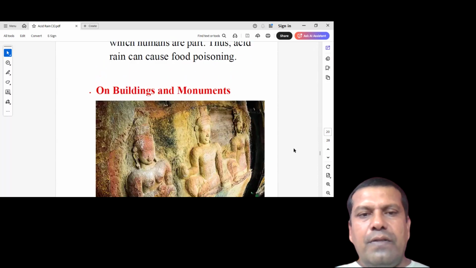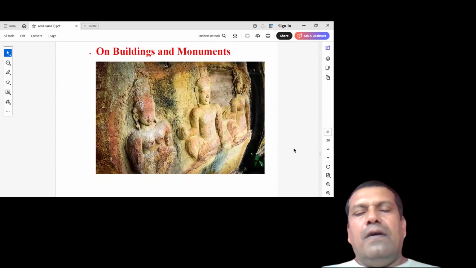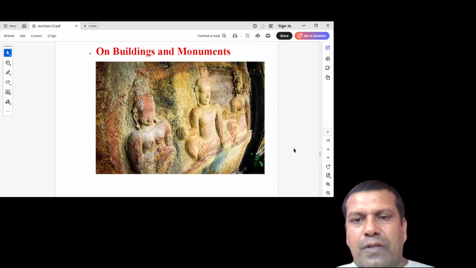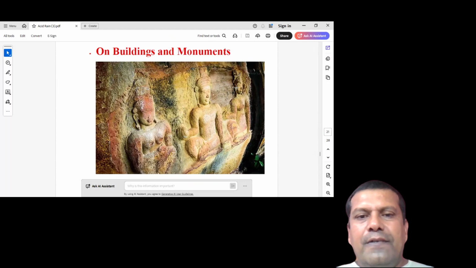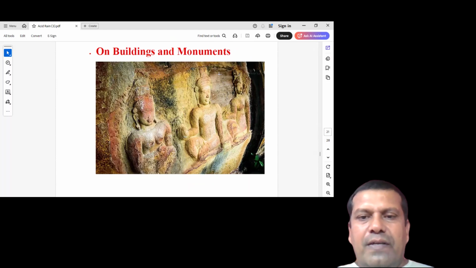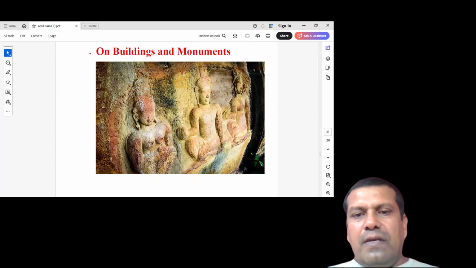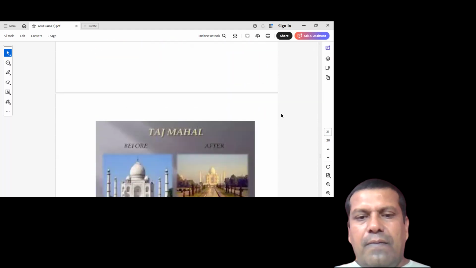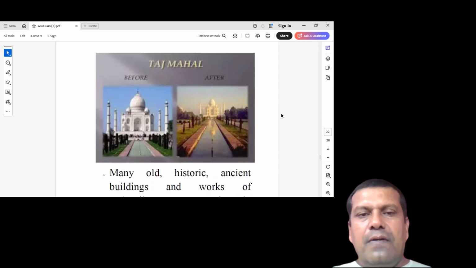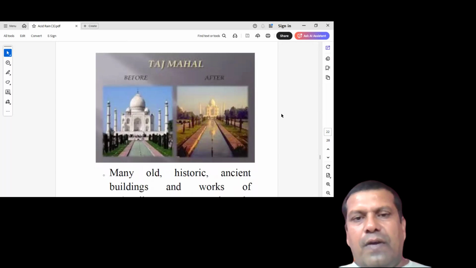Here I'll be showing the figures, especially how acid rain is impacting the buildings and various monuments. When acid rain reacts on the monuments, the statues or whatever it may be, it leads to a change in color. You can see this yellowish color, right? Similarly, this figure talks about the famous monument, the Taj Mahal.